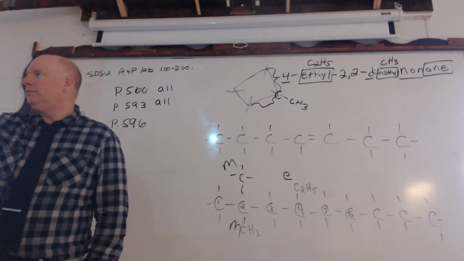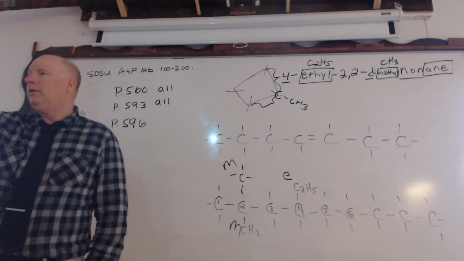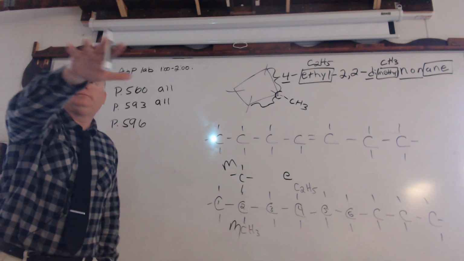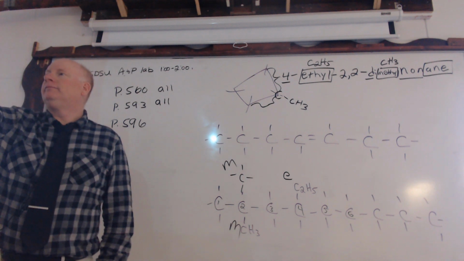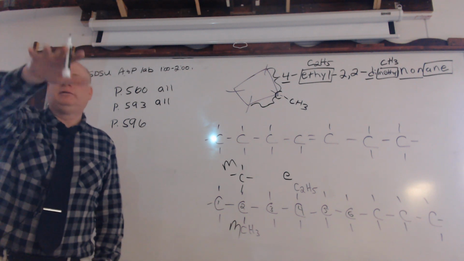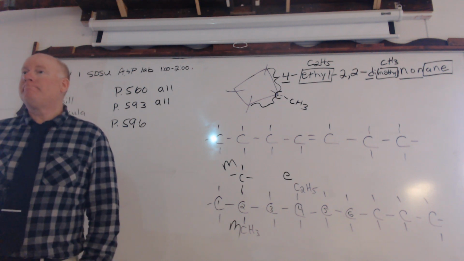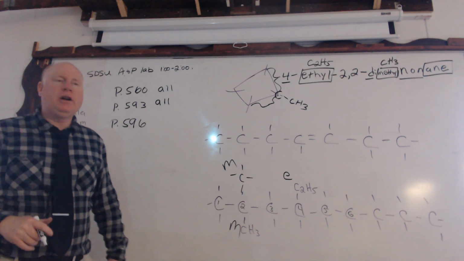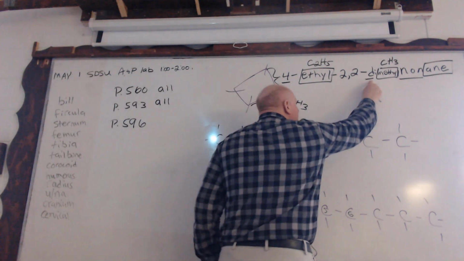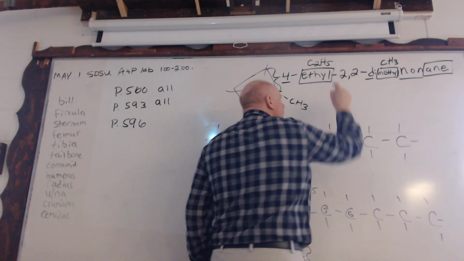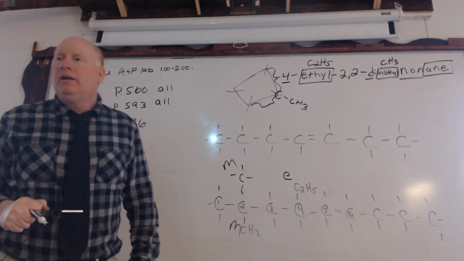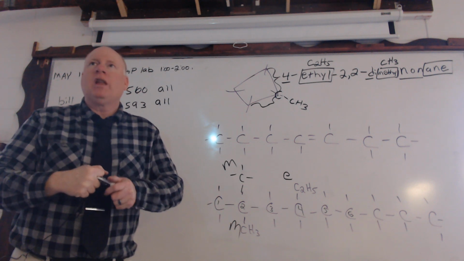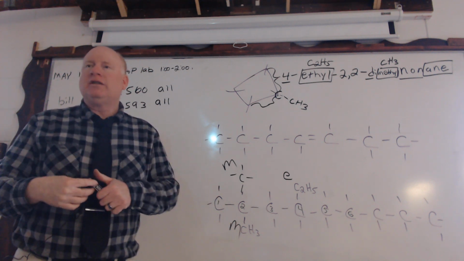Front row. Second row. Third row. What's that? There's 2 methyl groups. Yeah, you need to account for both of them. Even though you're saying dimethyl, you still have to write both numbers up there. That's the redundancy.